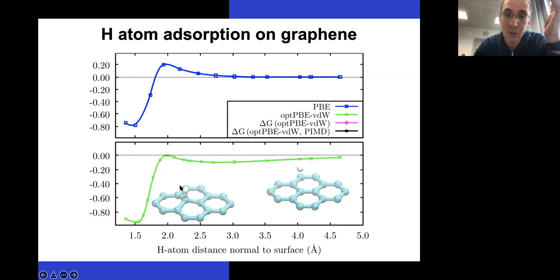A barrier is physically sensible because the carbon atoms go from being sp2 bonded in graphene to being close to sp3 bonded when they are hydrogenated. And there's a buckling. So this heavy carbon atom has to move out from the lattice slightly.